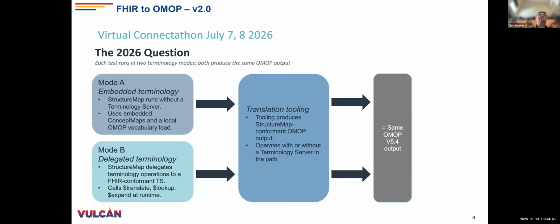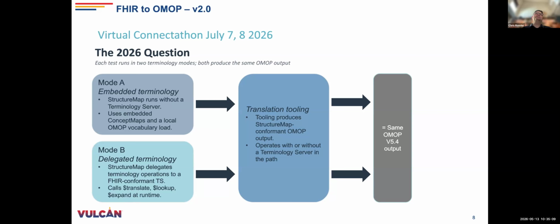So in this Connectathon, one of the things we want to look at is two ways of translating the terms into OMOP. One is to use embedded concept maps in the IG and make sure that works. And the other is to make use of a terminology server. And if everything's going good, those will produce the same output.